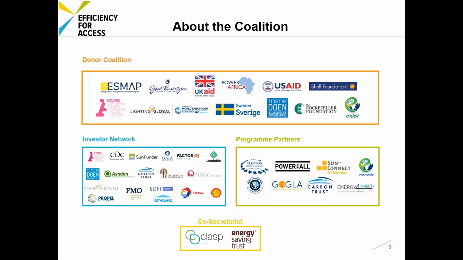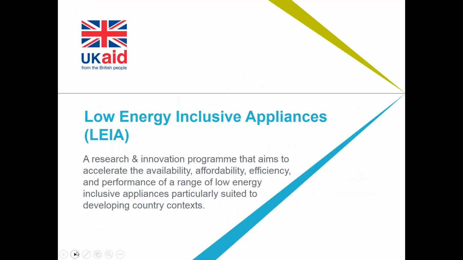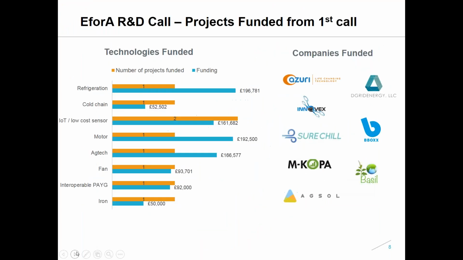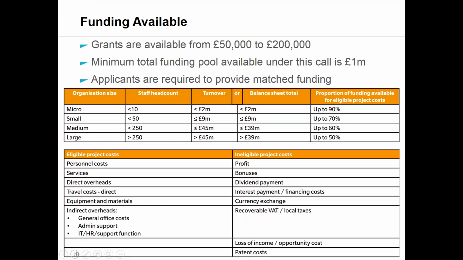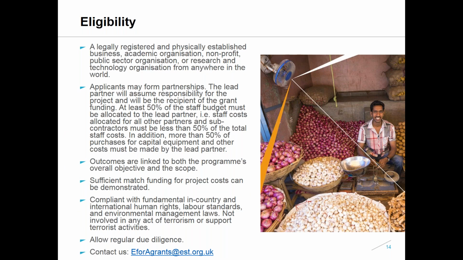Sridhar, have you unmuted? Yeah, I just have another question, Garrick and Chris. After this session, just in case we need further clarification, is there a platform where we can put in our questions and seek clarifications? So you can email us directly on e4agrants@est.org.uk, and I think Chris is bringing up the email now. So at the bottom of this slide, you can see our email address.